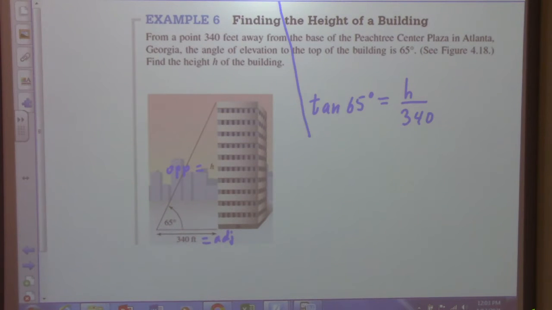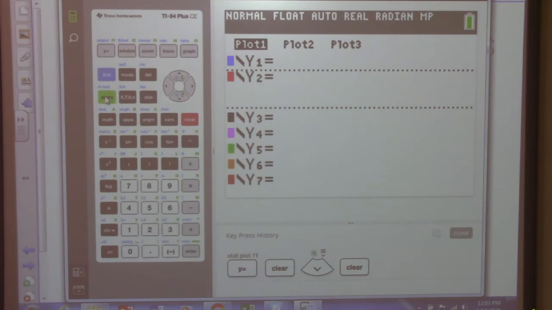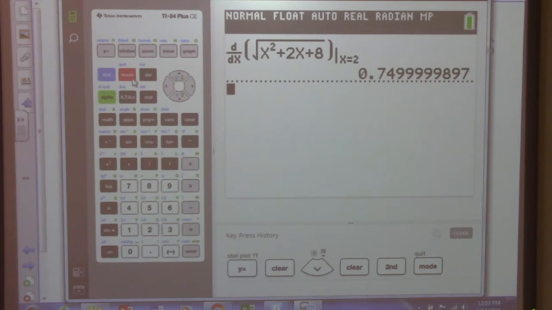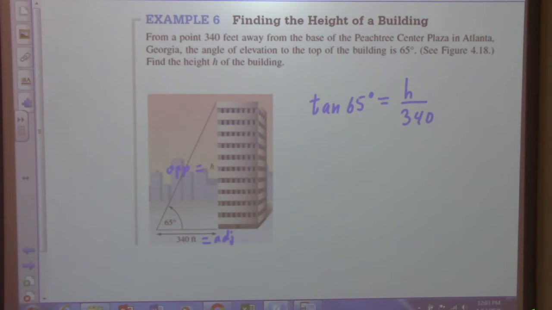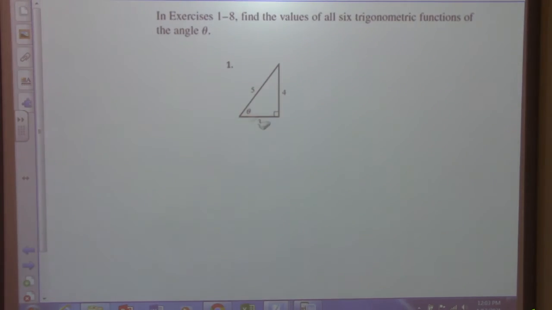Okay, to do that, you have to make sure your calculator is in what mode? The calculator has to be in degrees if you're using angles in degrees. Okay, so we're not going to solve that right now. We could, but we're not going to.